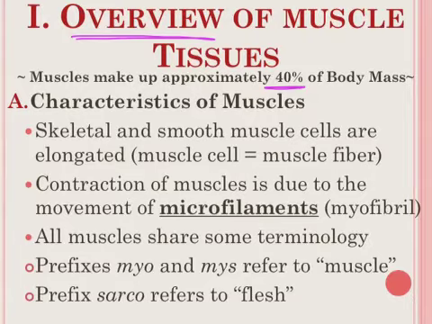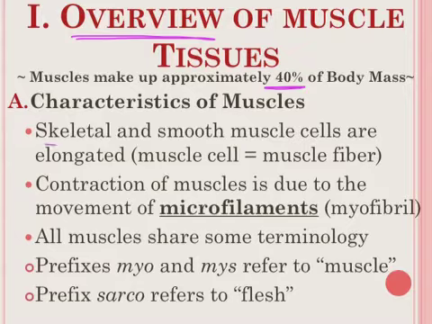The characteristics of these muscles: we all know that there's more than one type of muscle. You learned when we did the histology lab that you have skeletal muscle, smooth muscle, and cardiac muscle. And in this chapter, we're mainly going to be covering the skeletal and the smooth muscles.